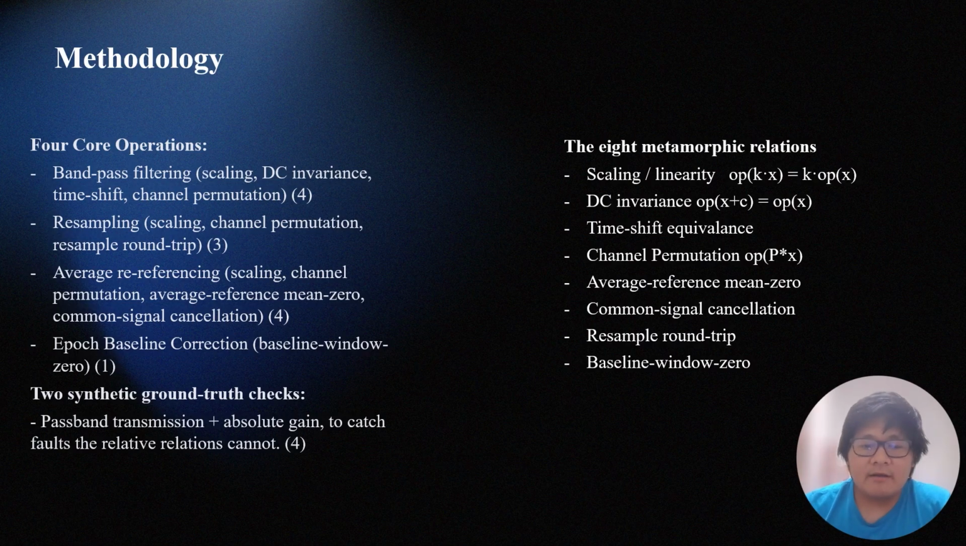But then, in addition to that, I later added two synthetic ground truth checks. One fed the filter two tones, one that should pass and one that should be blocked, and it checked that the right one would survive. The other sent in a tone with a known size, and it checked that it comes out the same size. So it was a way to catch certain things that I thought would otherwise be missed.